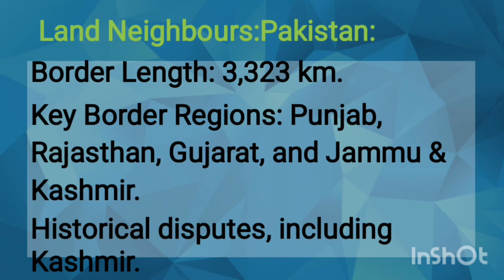First one is Pakistan. It is located to the northwest. India shares a 3,323 km border with Pakistan. Key border regions are Punjab, Rajasthan, Gujarat and Jammu and Kashmir.